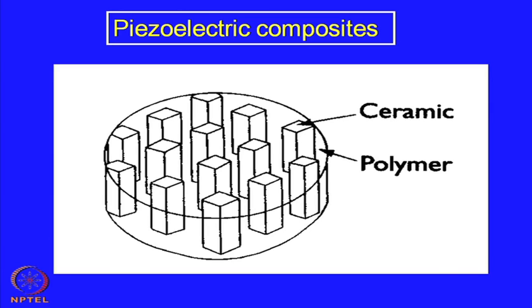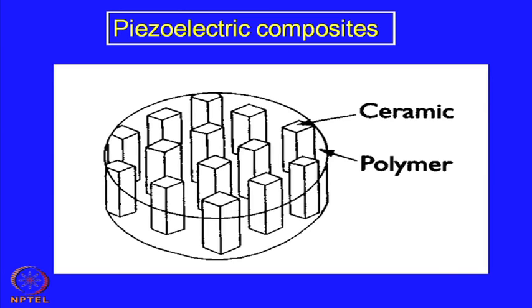One can also have various other connectivities, like a 3-3 connectivity, which is quite difficult to make. But if you have a continuous porous structure of ceramic, and the pores are filled up with polymer, that can be a 3-3 composite.